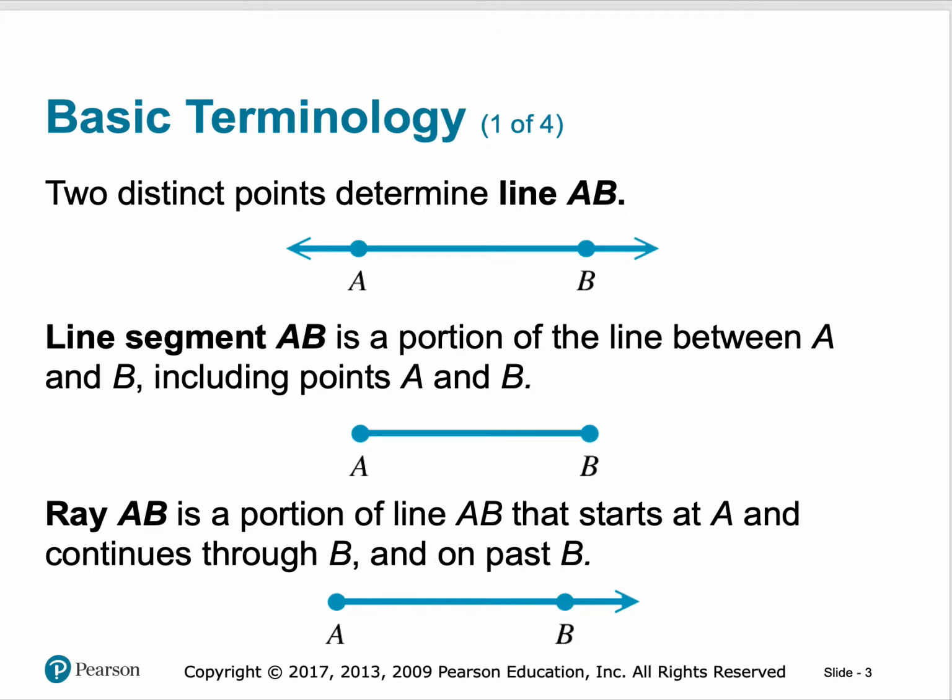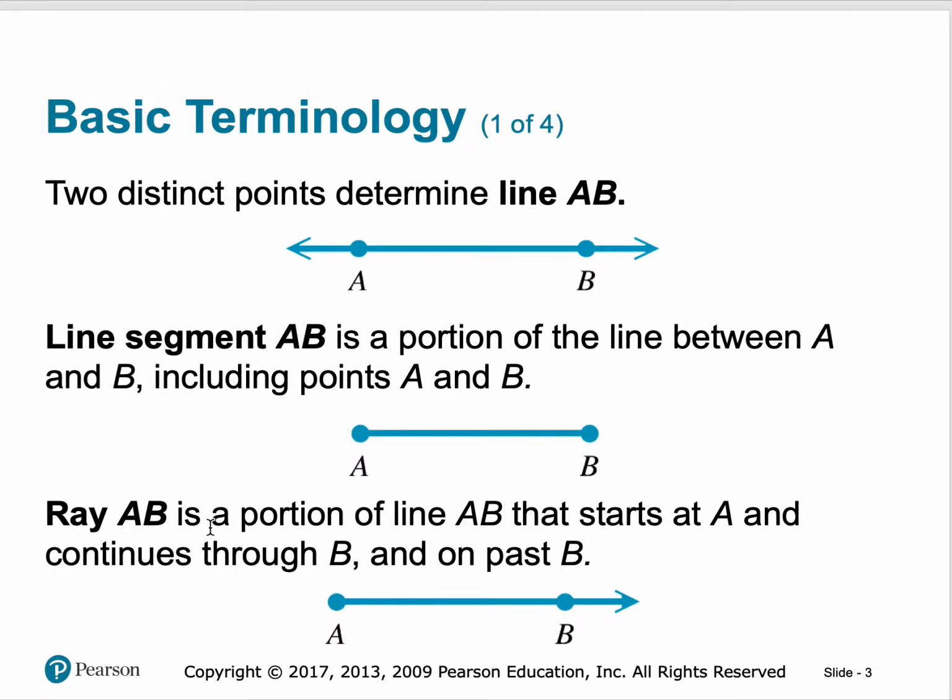So if we have two distinct points, they would form the line AB. Notice in this line, we have an arrow in both directions. So this is considered a line. A line segment is different in that it has two endpoints. So it has a definite ending point and a definite starting point. A line segment is always named with its endpoints.